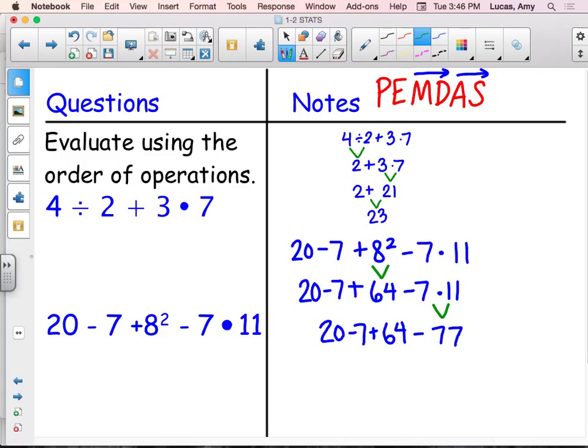I'm going to go from left to right, which means 20 minus 7 comes first. 20 minus 7 is 13, plus 64 minus 77. Then, still left to right, I can add 13 plus 64 is 77, minus 77 is 0. So my final answer is 0.